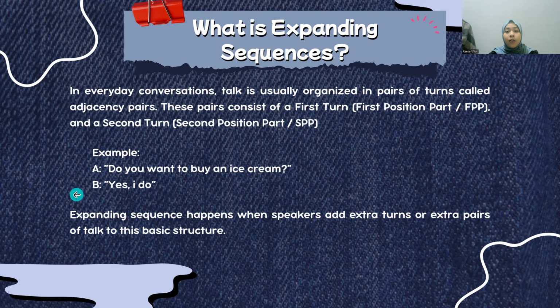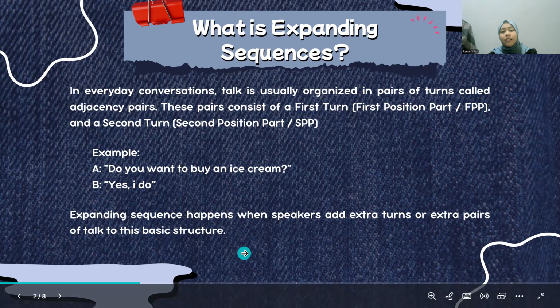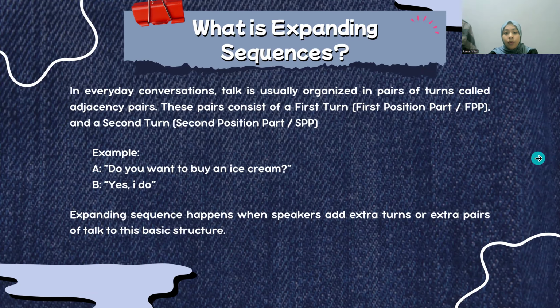But because right now we're talking about expanding sequences, we talk about how the conversation can be expanded, not only with question and answer, but we can expand it. Expanded sequences happen when speakers add extra turns or extra pairs of talk to this basic structure. So we know expanding sequences are extra pairs added while doing a conversation.